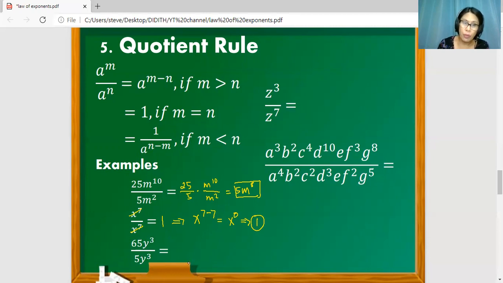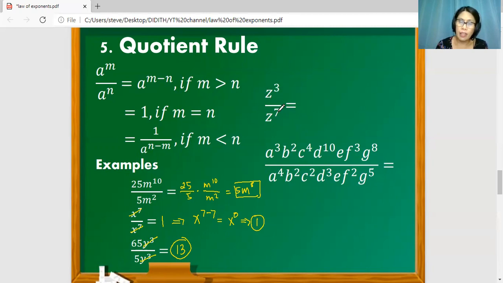So this would mean cancelled. So this is 1. And 65 divided by 5 is 13. So the answer here is 13. So here, this is the combination of the three sub rules. But before we proceed with this, let's simplify this one.